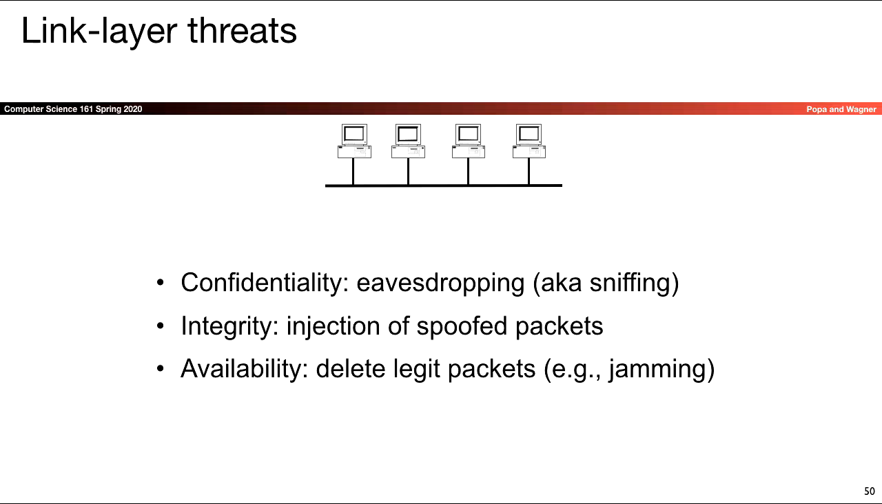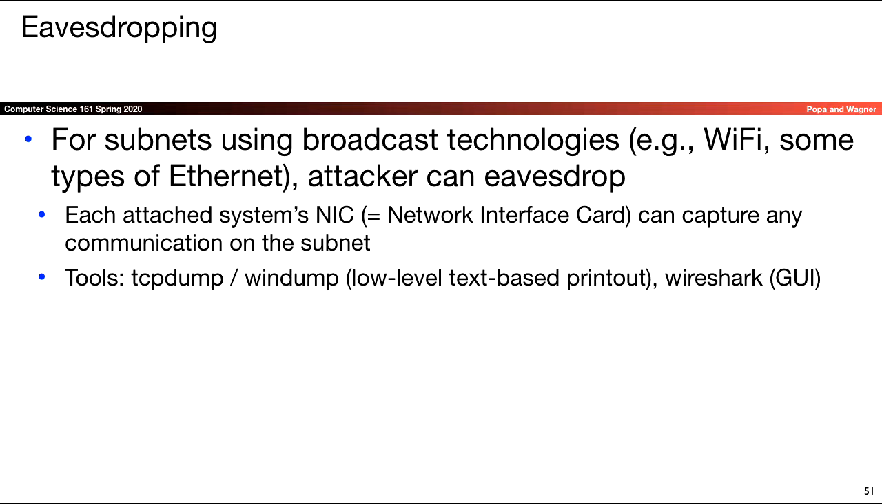For integrity, you might be worried about someone injecting spoofed packets, bogus data. And for availability, someone might try to jam or delete your packets so that you can't successfully make a connection. And all three of those are possible on Wi-Fi, for instance. So let's talk about eavesdropping.